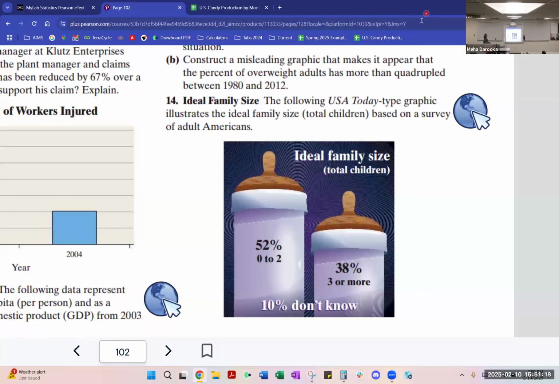This is based on a survey of adult Americans. Obviously, I'm guessing the question being asked was what do you think is the ideal family size? Is it 0 to 2 children, or is it 3 or more? What does that 52 and 38 add up to? 90. Yeah, and then the 10% makes it 100%. So we're good on the percentage part of it. It's not that part which is misleading. What do you see the difference between?